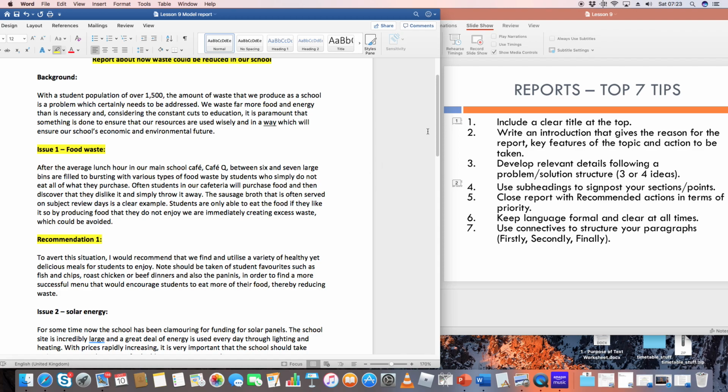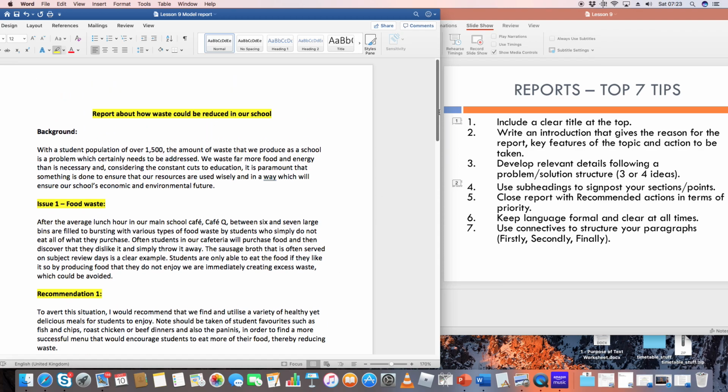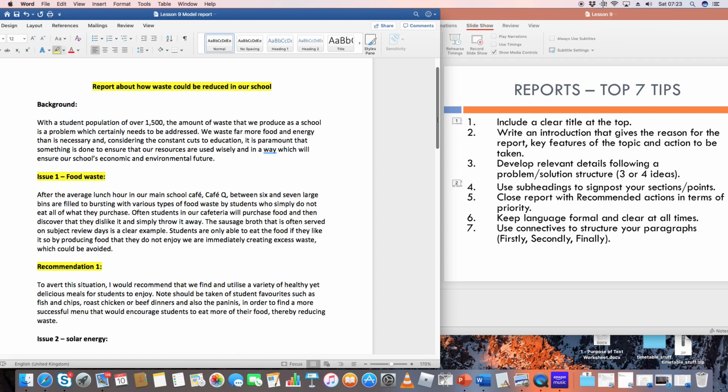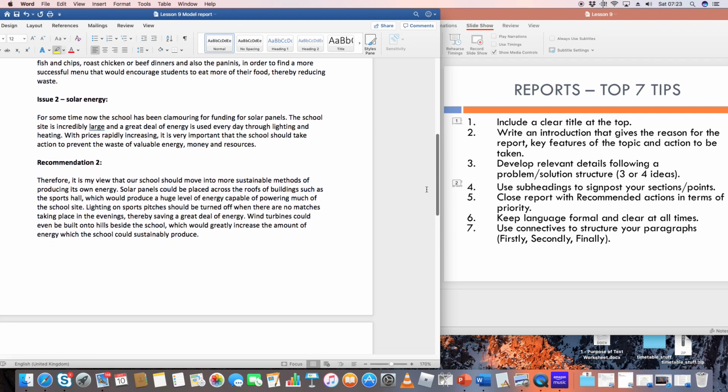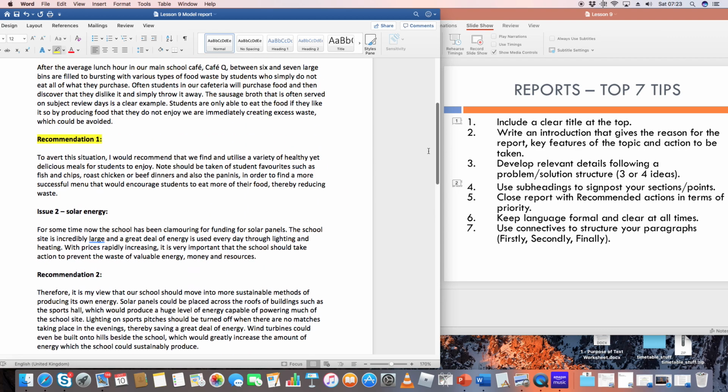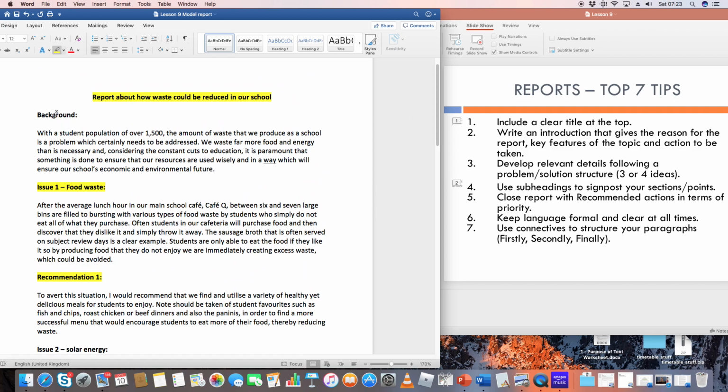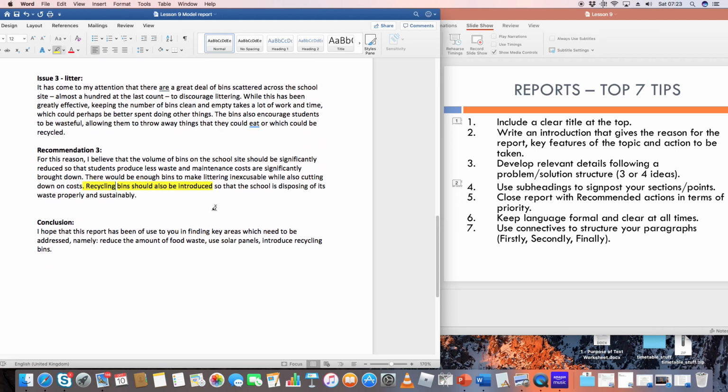Okay, so like I said, a report is quite specialised. It's probably the task which has the most formalised structure. So you do need to make sure that you use your headings. You've got your background, introduction. You've broken it down into subheadings. Make your recommendations, and you've got your conclusion clearly labelled.